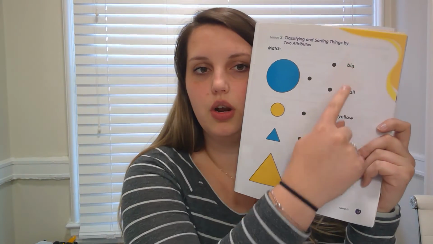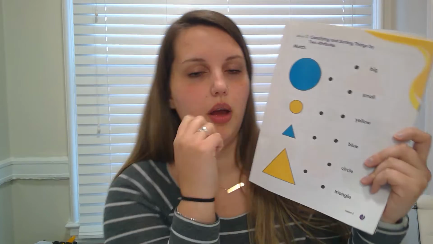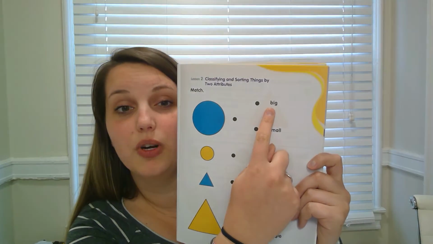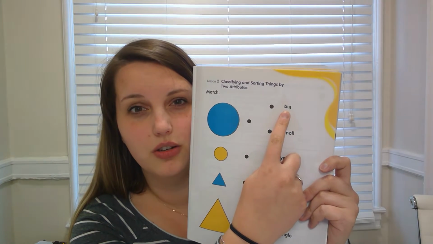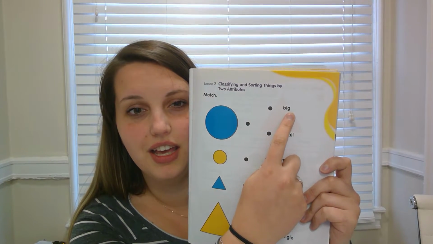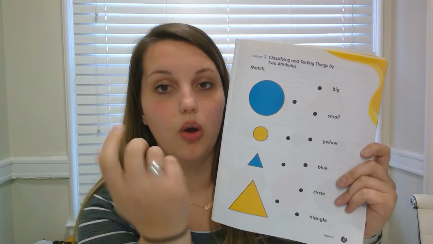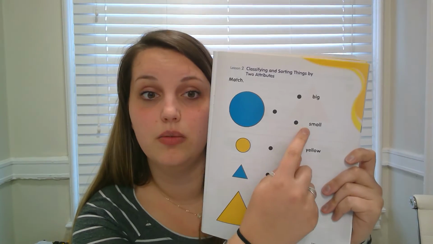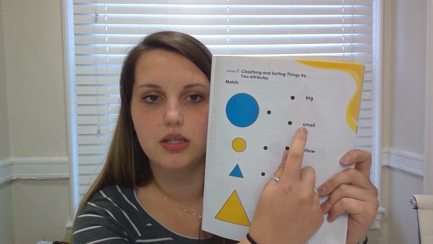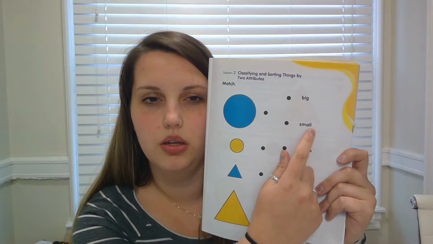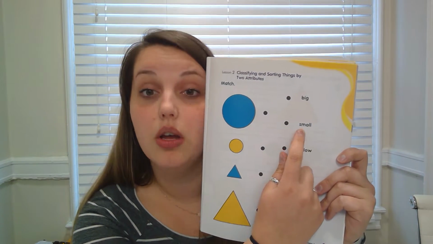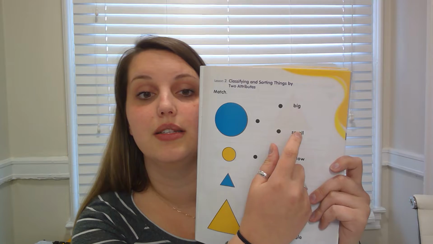Ooh, I wonder if these words match what we just saw. Let's see. Our first word is an ig family word. What is this word? Big. We talked about size. What do we think this one is? Small. Big and small.